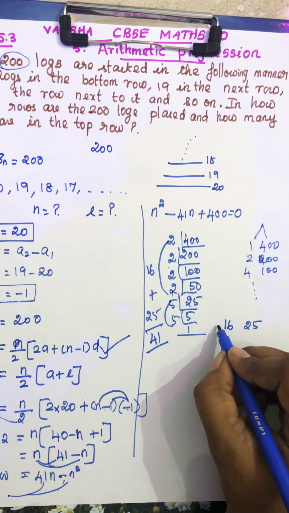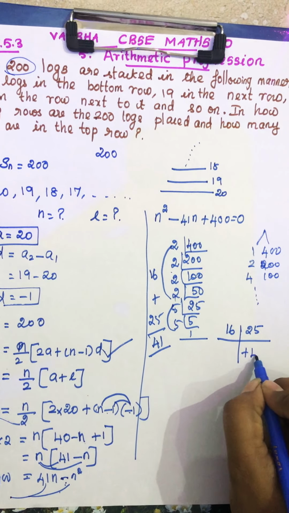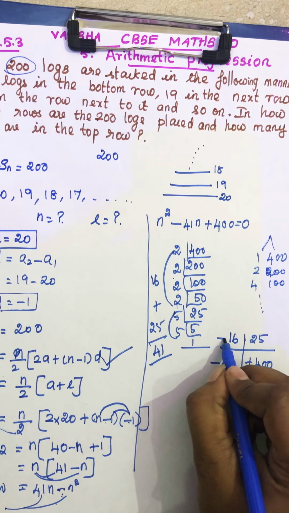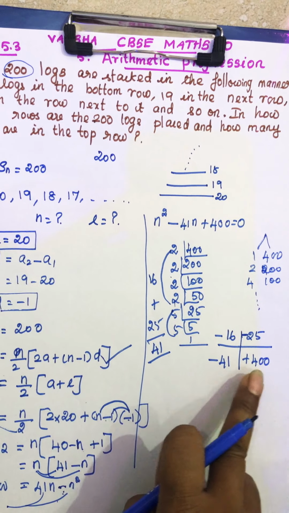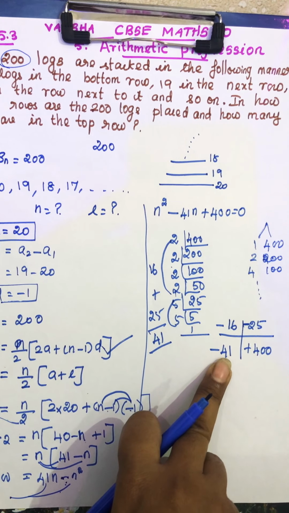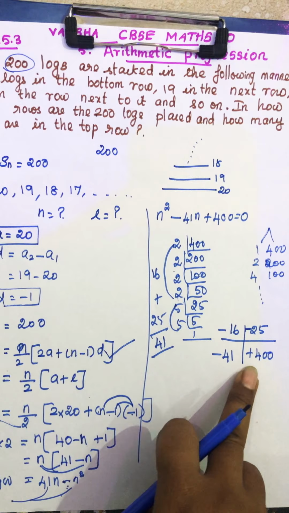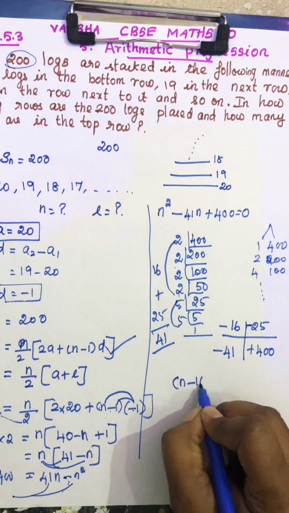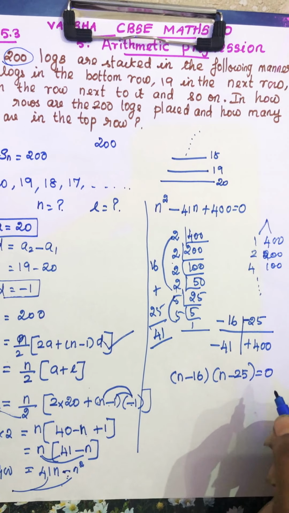You need positive 400 and minus 41. So see, you have to give a minus sign to both the numbers. Then you can get minus 41 and plus 400. Okay, is it okay? If you add, you will get minus 41. If you multiply, you have plus 400. So this is the right pair. So you can write n minus 16 and n minus 25 equal to 0.